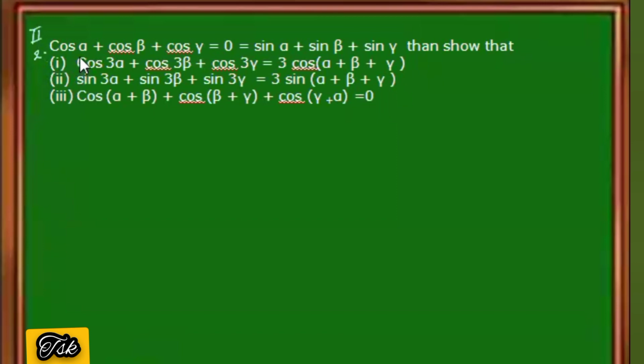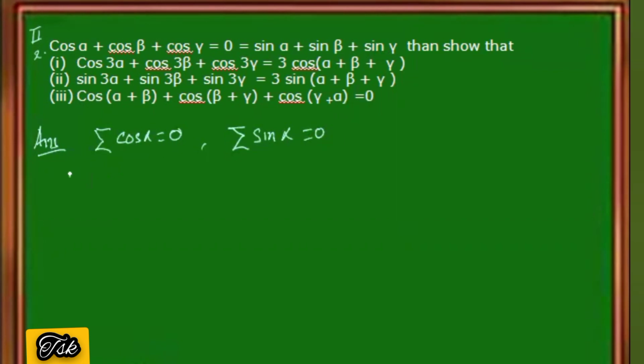Problem number 2, second problem. Cos alpha plus cos beta plus cos gamma is equal to 0, which is equal to sin alpha plus sin beta plus sin gamma. Then we have to prove the following. So let us consider: sigma cos alpha, that is cos alpha plus cos beta plus cos gamma, is equal to 0. And the next one given is sigma sin alpha equal to 0. Sigma cos alpha 0, sigma sin alpha 0.